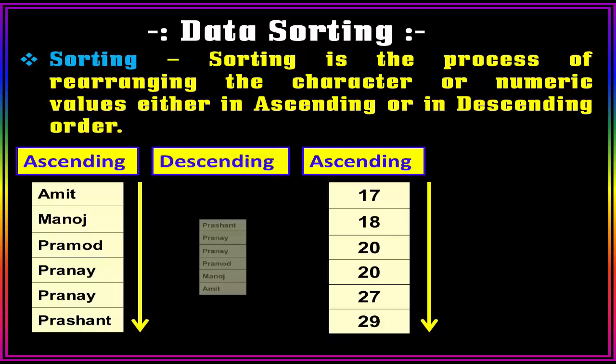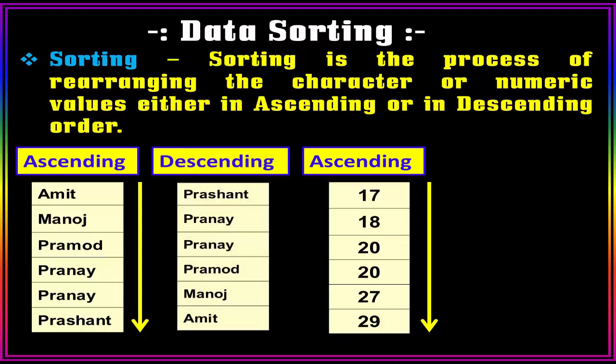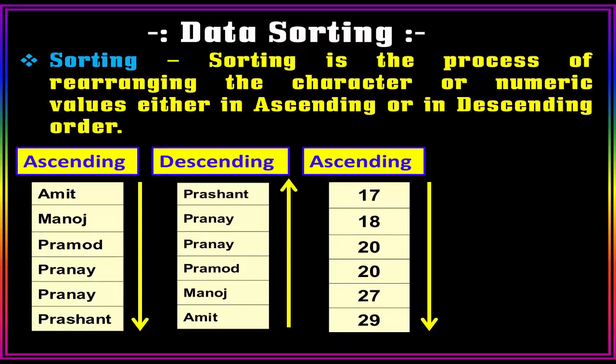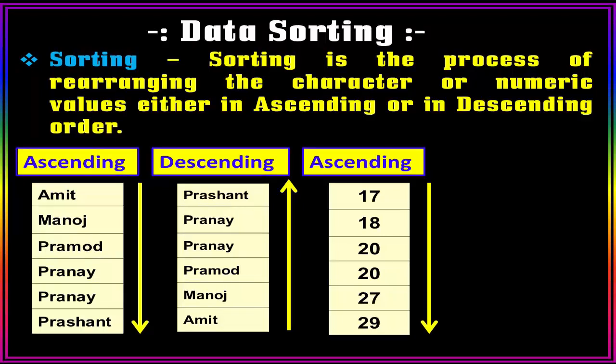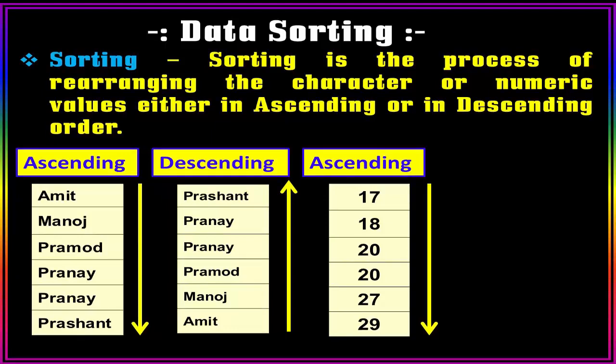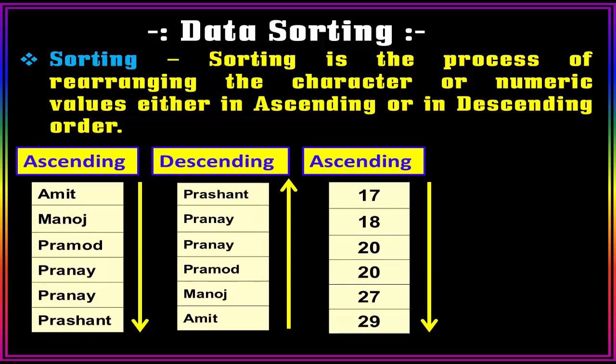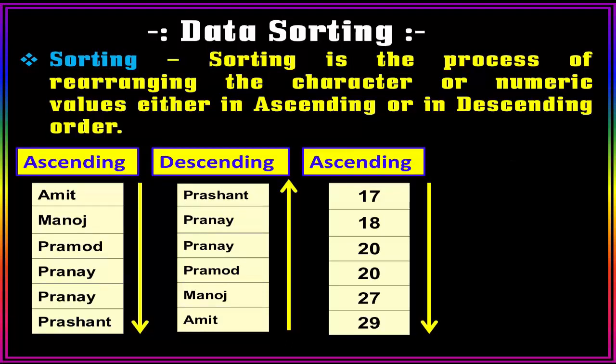In this next example, all the names are arranged in descending order. See, Prashant came first, then both the Pranays, then Pramod, then Manoj, and the last one is Amit. Means all the names will be arranged in the reverse order of the alphabet. Those names which start with Z will appear first, then those which start with Y, then those which start with X. Like that, in reverse order of the alphabet, all the names will be arranged in descending order.